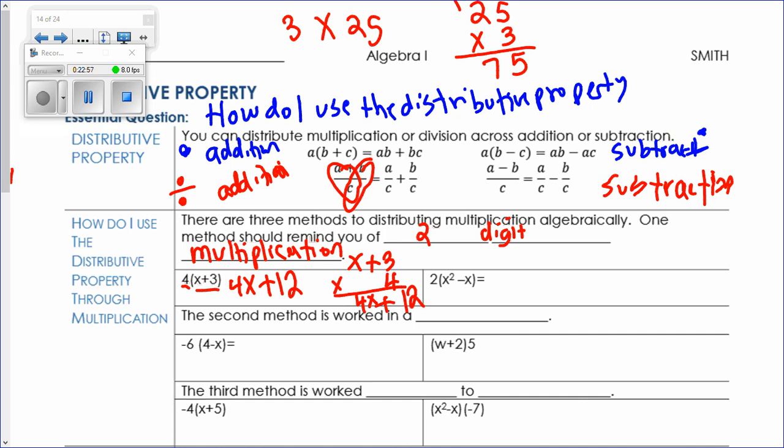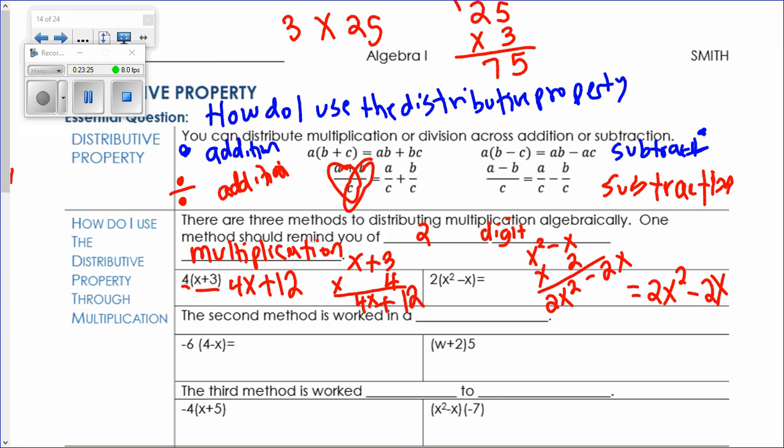Now, what about 2 times the quantity of x squared minus x? You can do the same thing. X squared minus x times 2. Negative x times 2 is negative 2x. X squared times 2 is 2x squared. Remember, the number comes first. So your final answer here is 2x squared minus 2x.